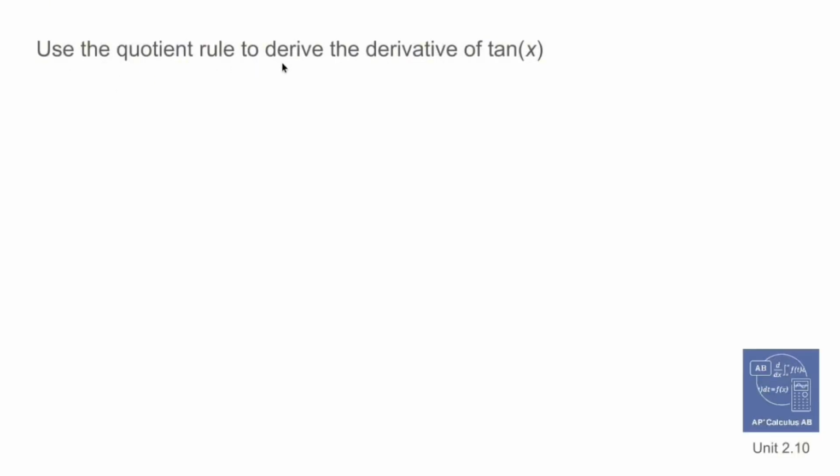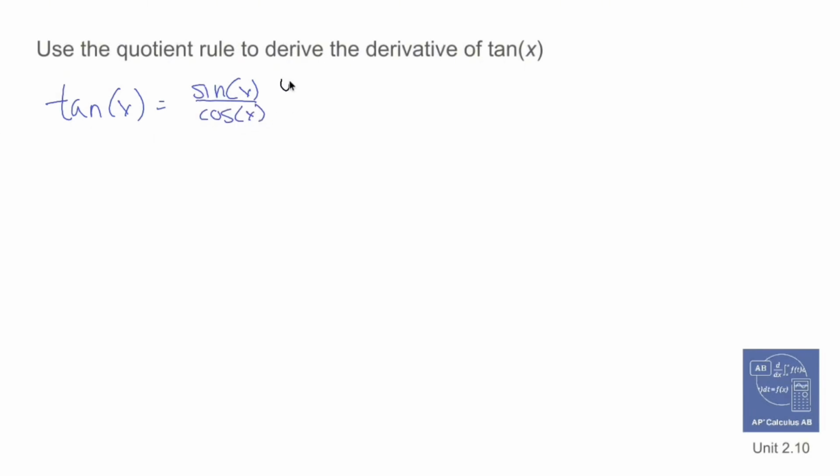Use the quotient rule to derive the derivative of tangent of x. All right, well, first things first, what is tangent of x? Tangent of x is the same as sine x over cos x, right? So I'm going to need the quotient rule for this.